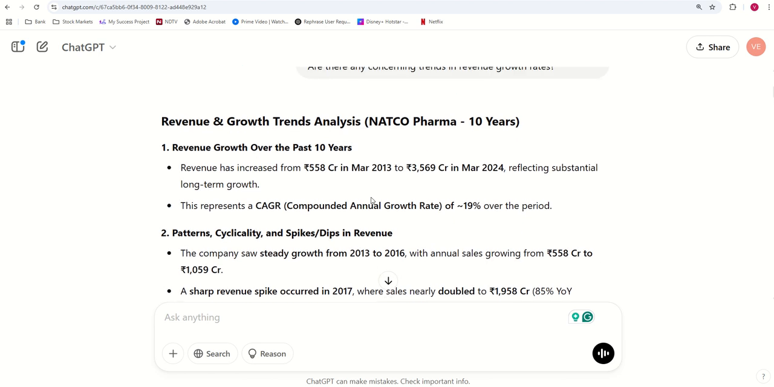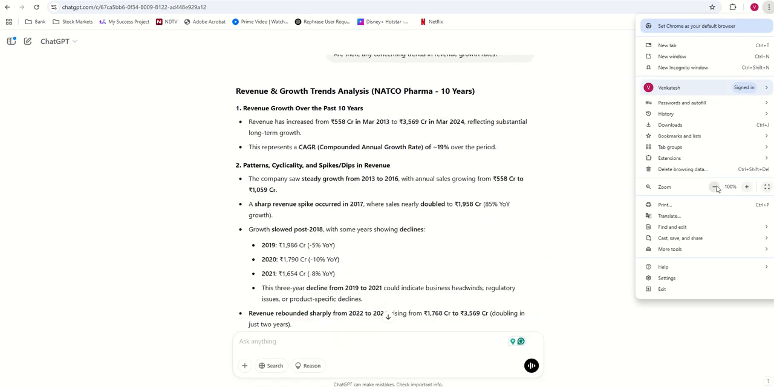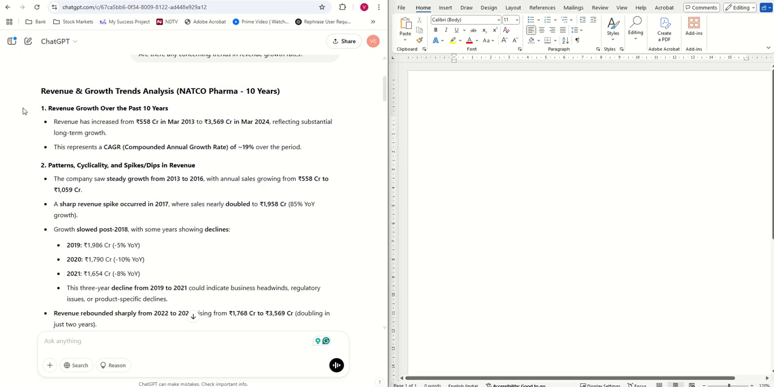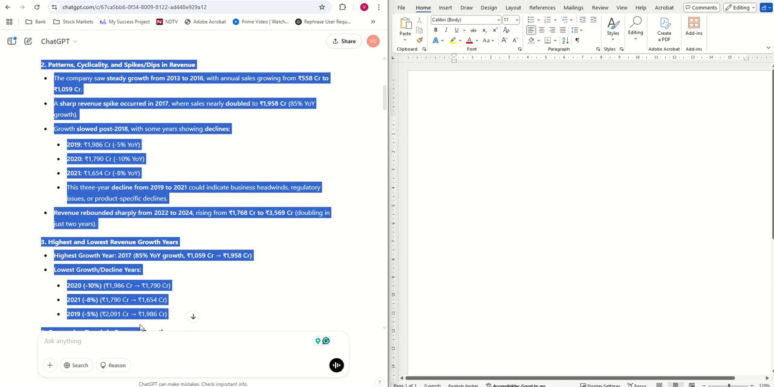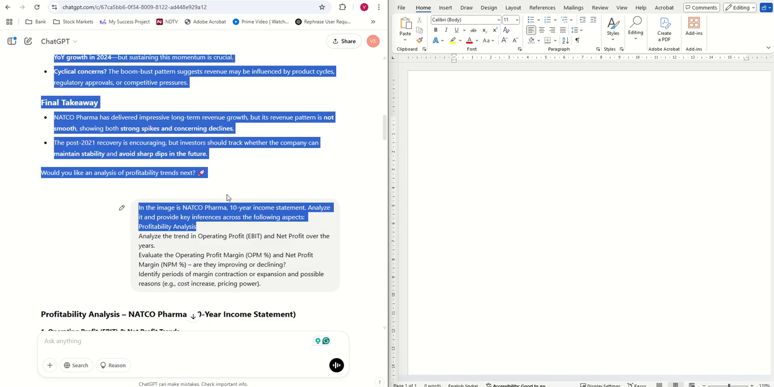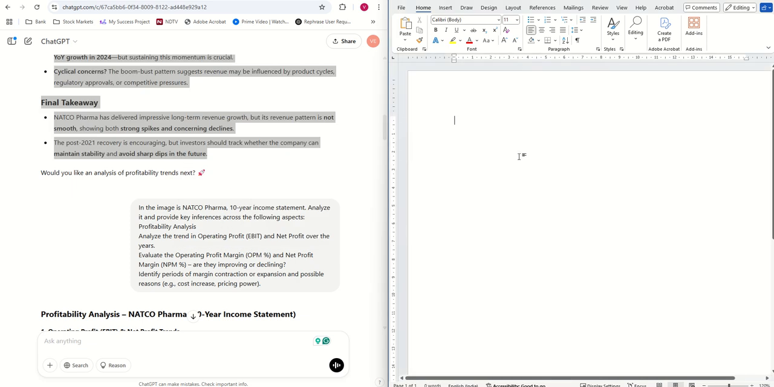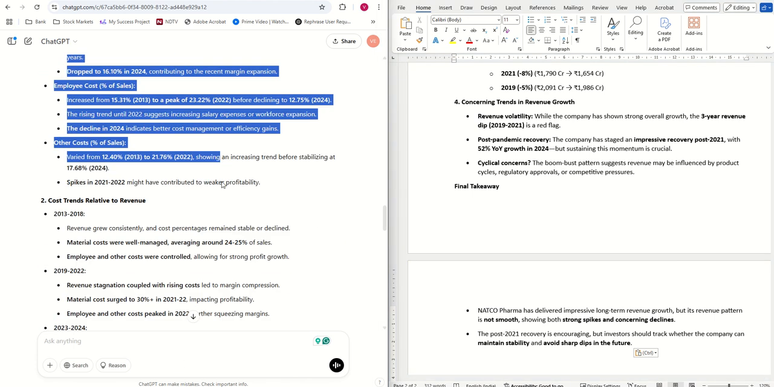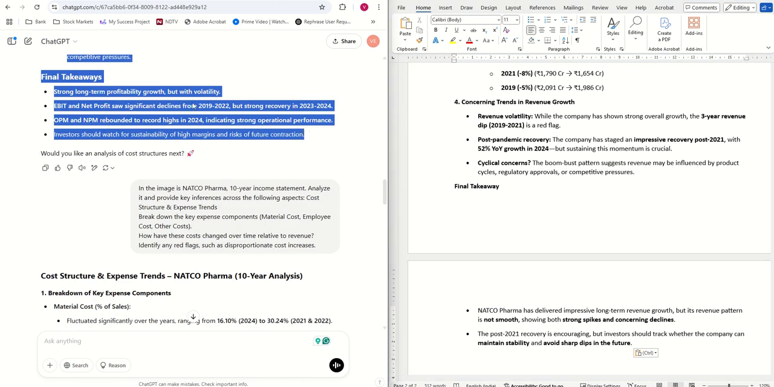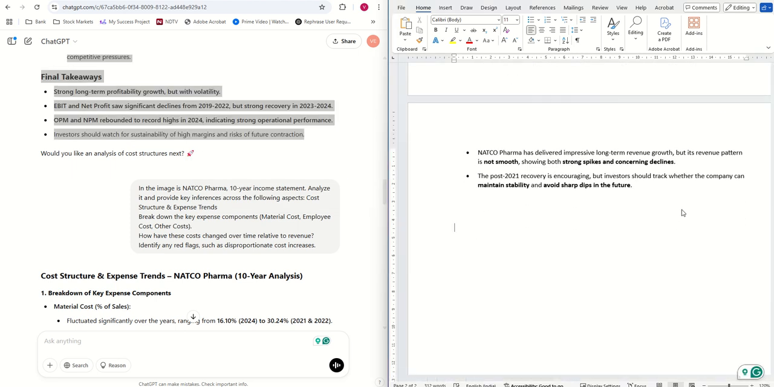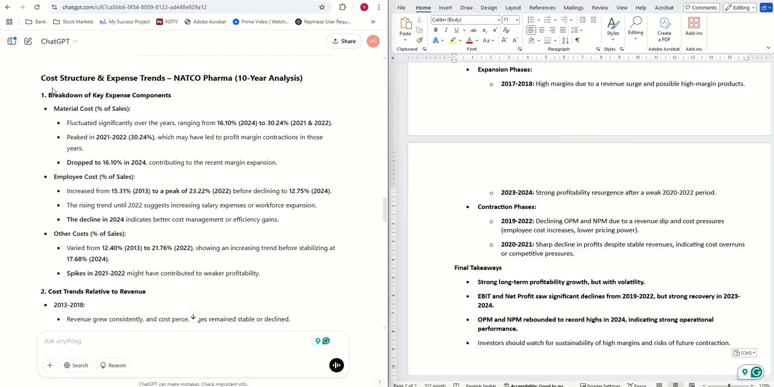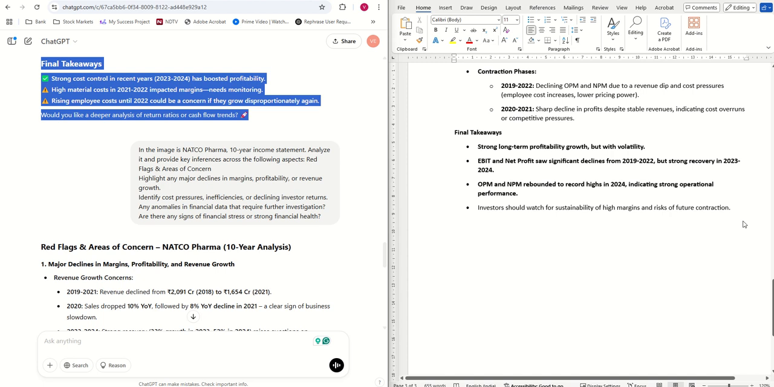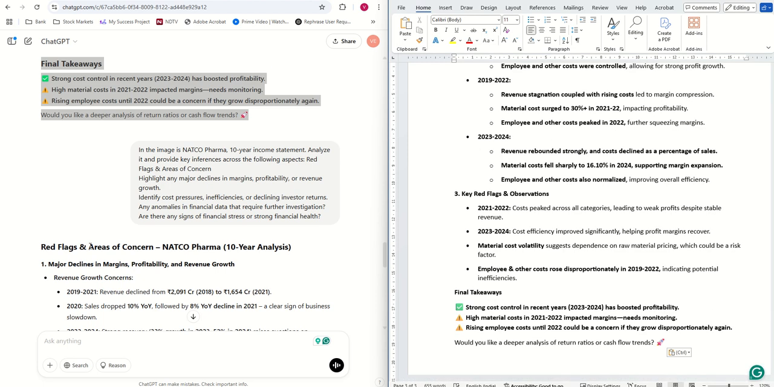fair or comparable, I am going to copy paste this in a Word file and compare it with our earlier output. So this is the first part of the prompt where we got this response. Then the second part was for profitability analysis. Third part, cost structure. Then we skipped the EPS analysis and then we went to the red flags.